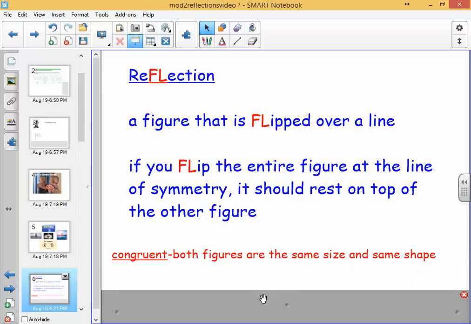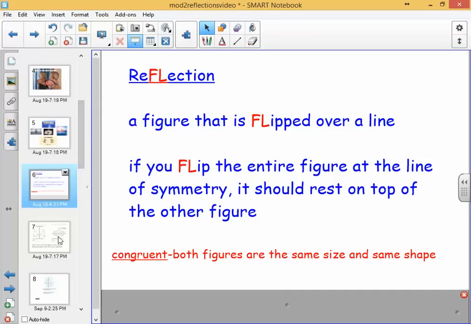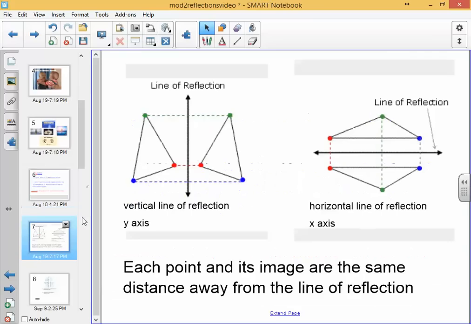They are congruent because both figures are the same size and the same shape. If I take something and I flip it, it's going to stay the same size and the same shape. So here's some examples of reflections. This triangle is being reflected over a vertical line of reflection, which we usually call the y-axis. And this triangle is being reflected over a horizontal line of reflection, which we call the x-axis.